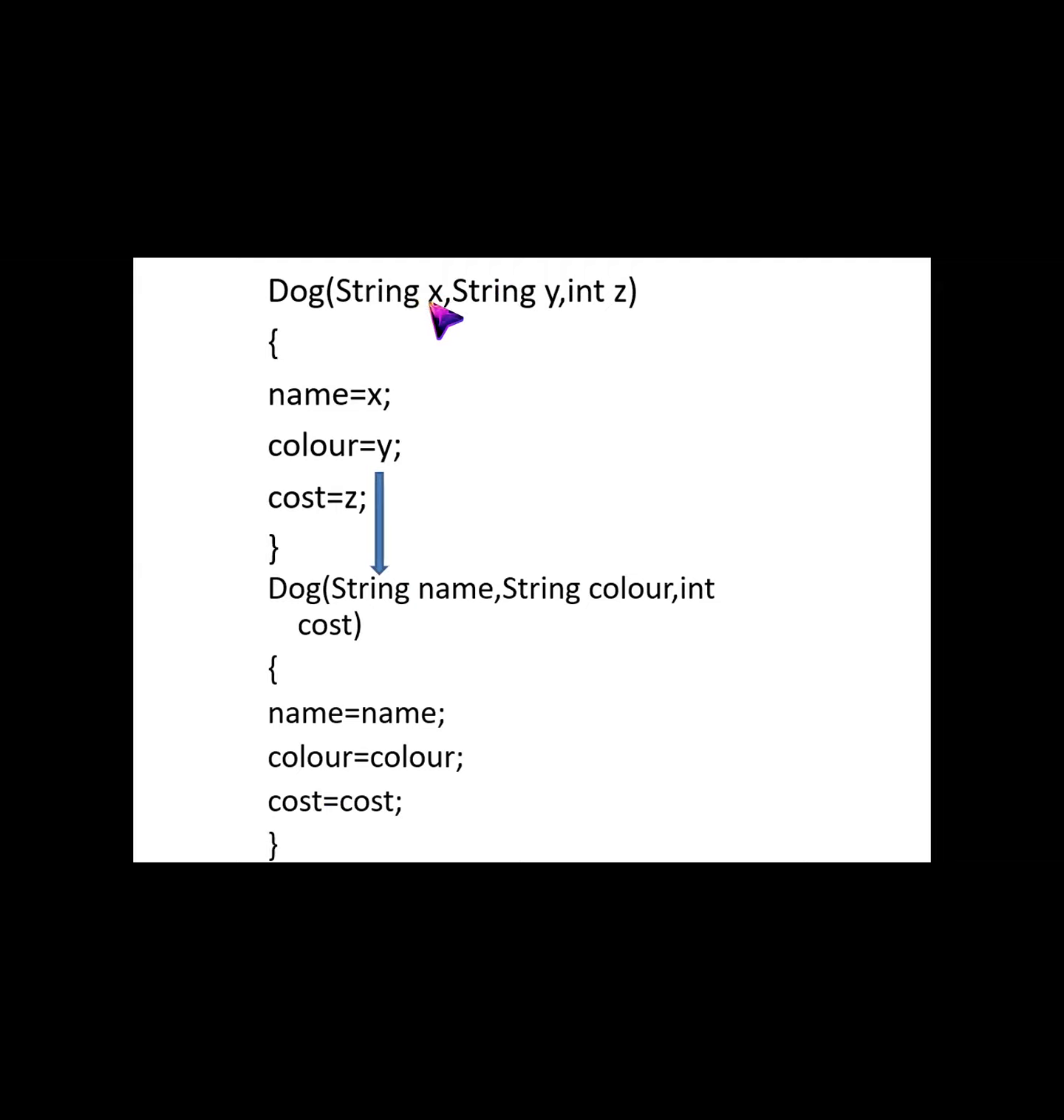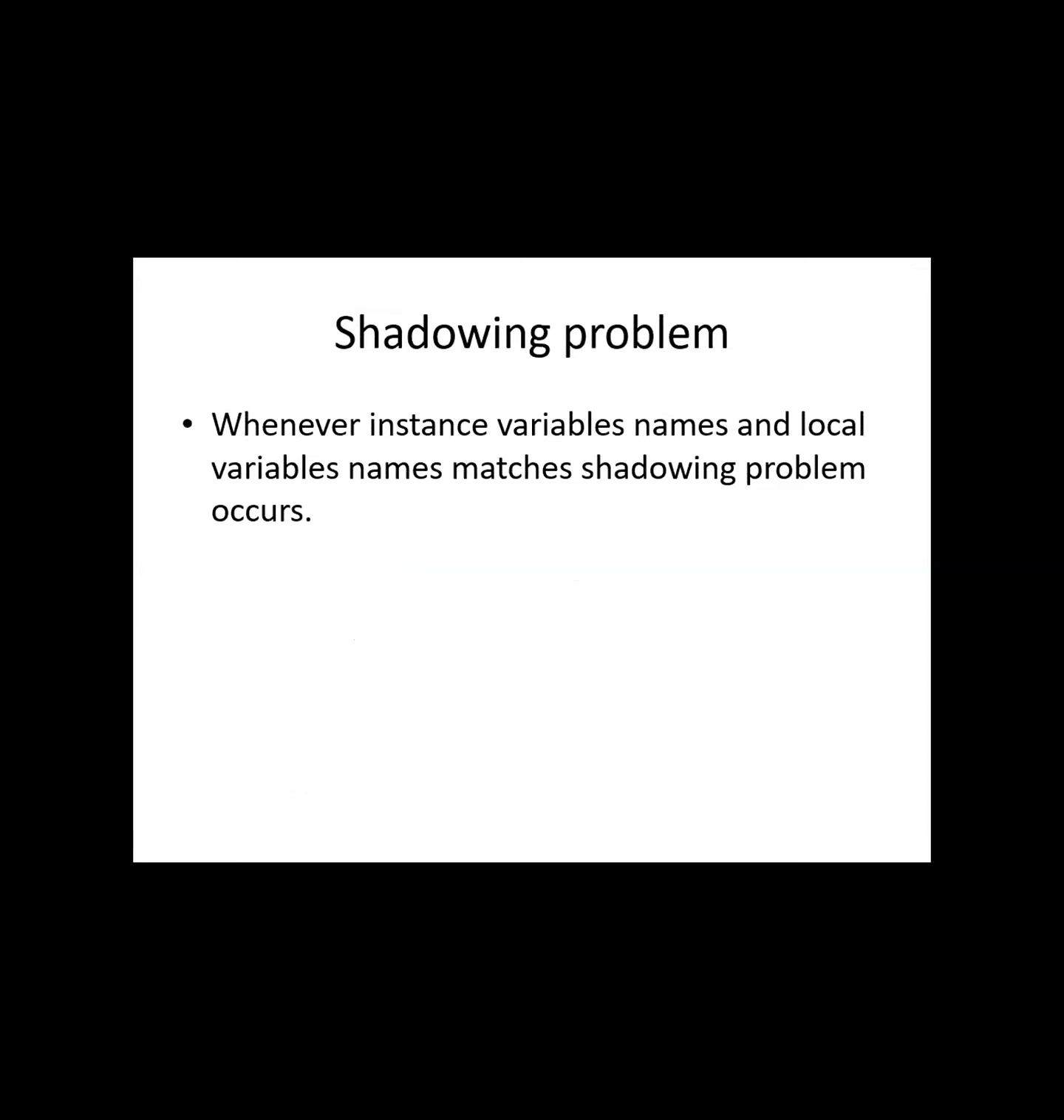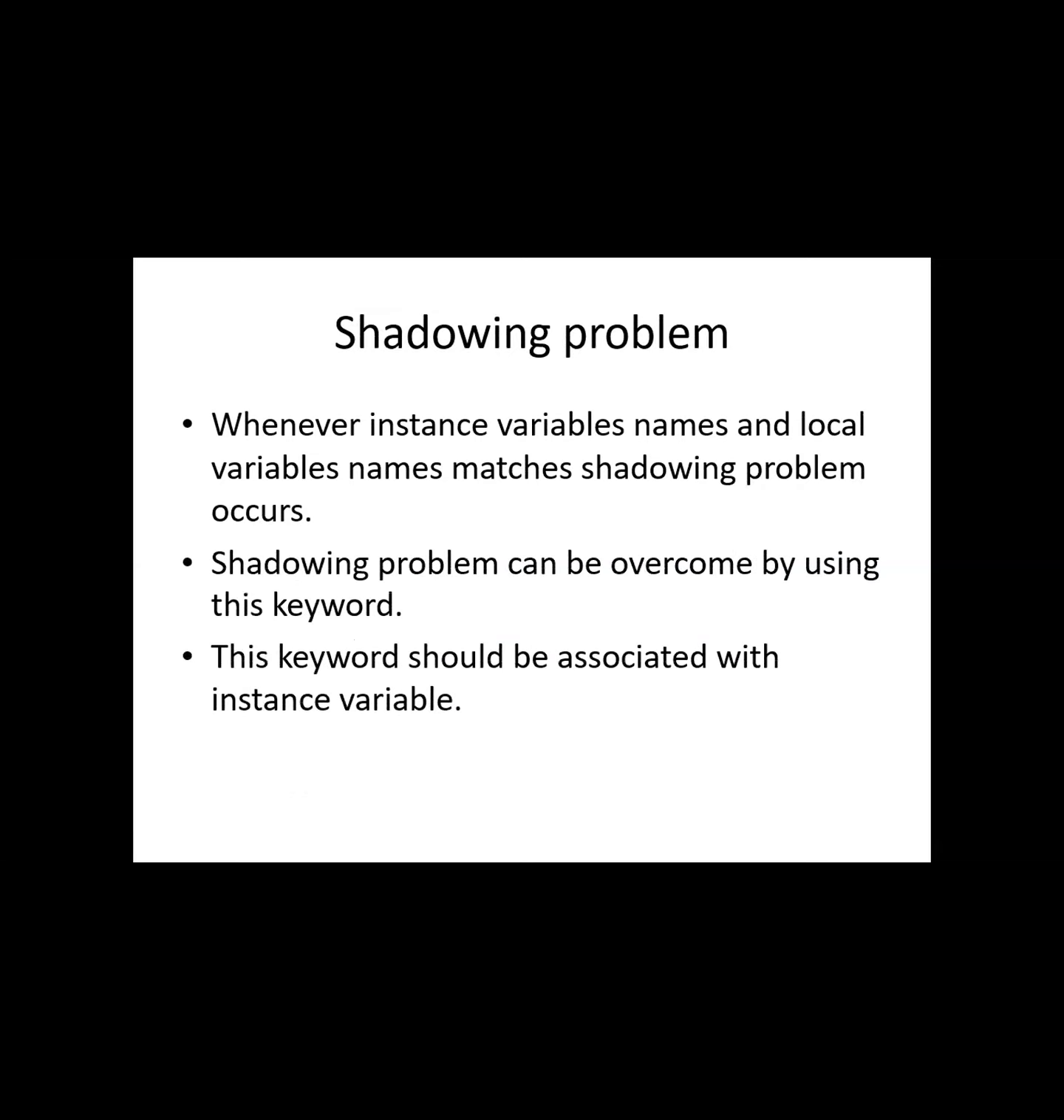If you can observe, previously it was X, Y, and Z. Now what I have done is, I have made it name, color, and cost. In place of X, Y, Z, I have replaced with name, color, cost. So here, in place of X, Y, Z, I should replace here also with name, color, cost. But if I replace it like that, then definitely I'll get the shadowing problem. That is, your compiler will get confused about which is instance and which is local, because of which it will give null, null, and zero. So to overcome this problem, what should we do?